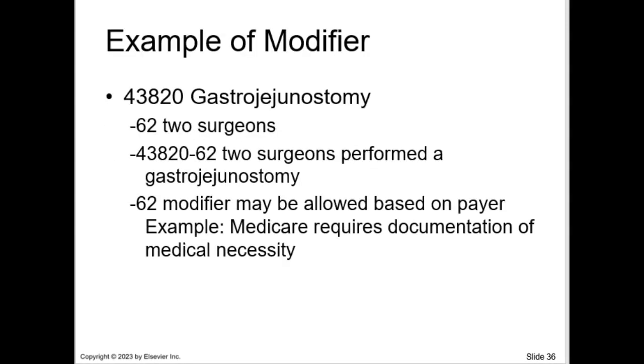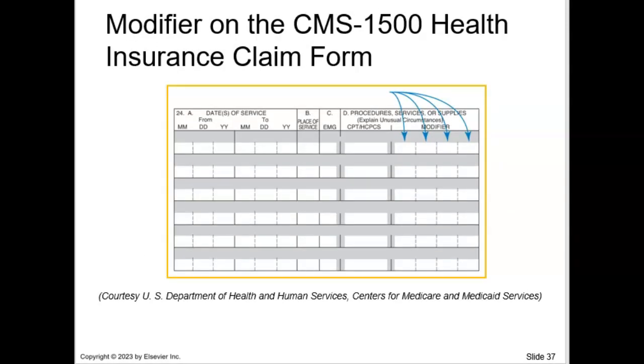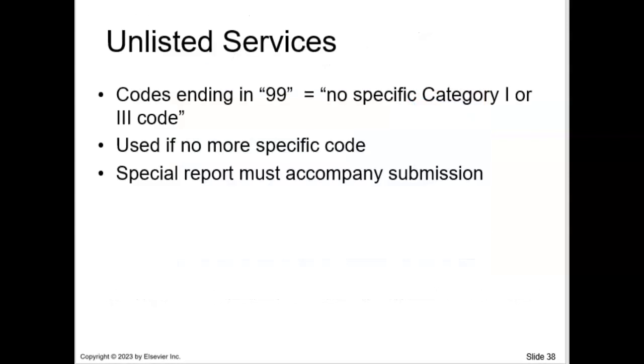Okay, so here it just shows you how we're going to write out that modifier. 62 is the example they give. So we have 43820 is our code, -62. Okay, and it has a spot on our CMS form to put that modifier in if we use one. Now keep in mind, not every code's going to have a modifier.